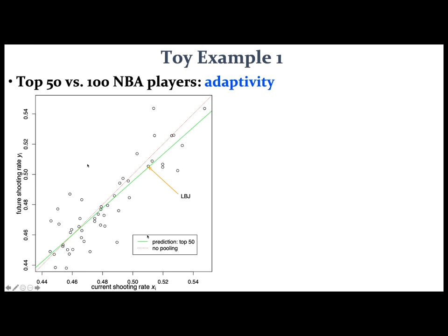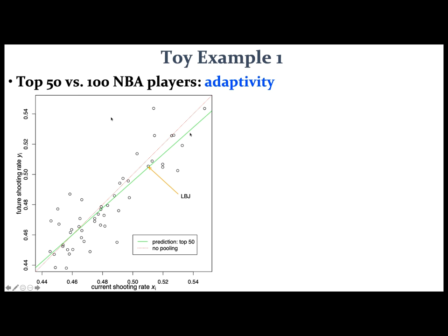First I want to mention that with 50 players, this is Y, the next season performance. The X is the current performance. What we are doing with partial pooling is this green line. That's the regression to the mean. You can see the impact. The dotted line, the diagonal, is the no pooling, which uses the current performance to make a prediction for the next season. So we drag them to the center.